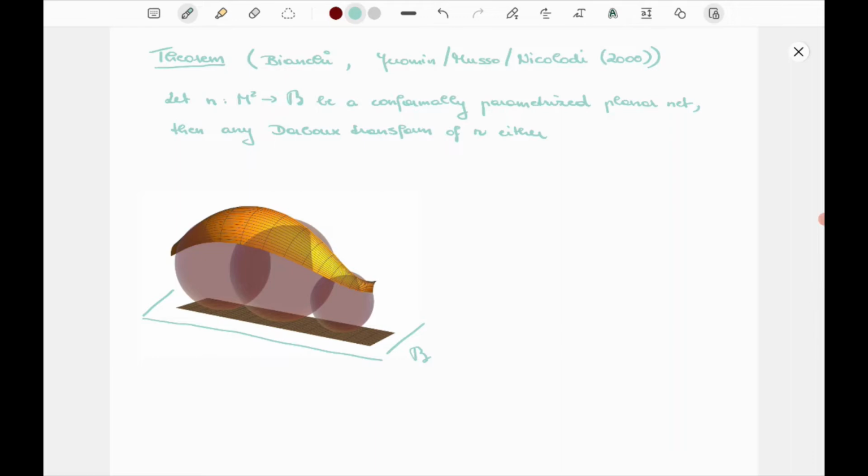If in that plane there is a given conformally parametrized planar net, called N, then any Darboux transform of N either lies again in the plane, so is again a planar net, or the second possibility is that the Darboux transform becomes a CMC surface in a hyperbolic space.